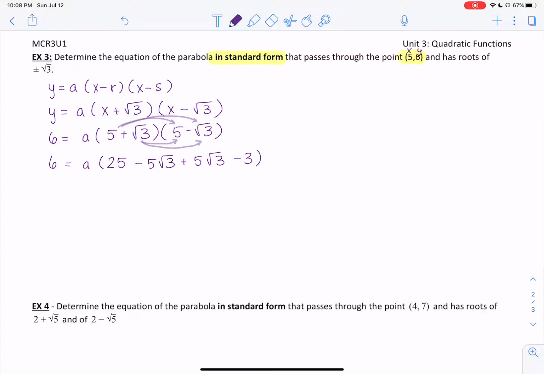Now, if we collect some like terms, we have that 25 minus 3 will give us 22. And then negative 5 root 3 plus 5 root 3 is 0, so it goes away. And then we can divide by 22. So we'll get 6 over 22 equals A, which is the same as 3 over 11. And it's not a nice number, but that's okay. So let's fill that into our equation.